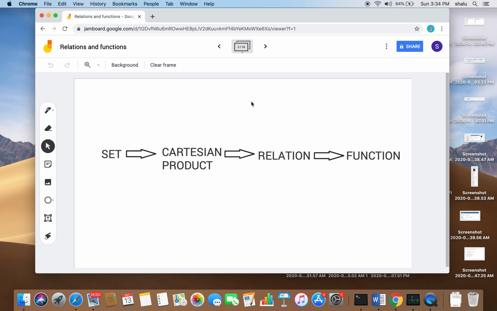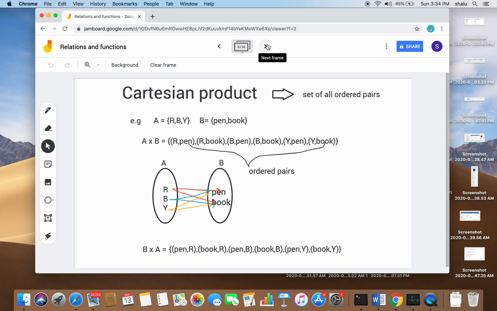So with this knowledge of set, we will discuss the Cartesian product here. Cartesian product is a set of all ordered pairs. For a better understanding, consider an example. Suppose we have two sets A and B. Set A contains three members, three colors, red, blue, yellow, and set B has two objects, pen and book. Now the question is, how many colored objects can be formed using these two sets A and B?